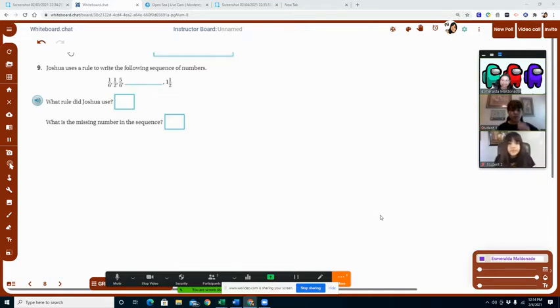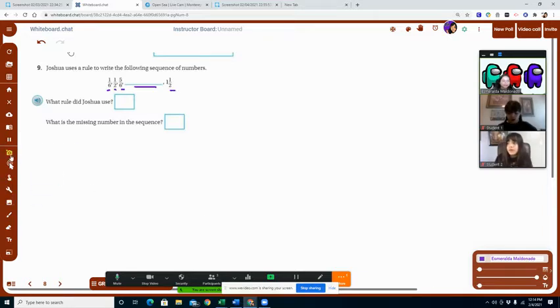Okay. Joshua uses a rule to write the following sequence of numbers. So Joshua's sequence, okay, when it's a sequence it means that it's a group of numbers, right? And so here our sequence is 1/6, 1/2, 5/6. Then there's a blank one that we don't know, and then it's 1 1/2.